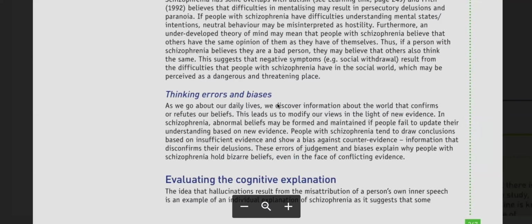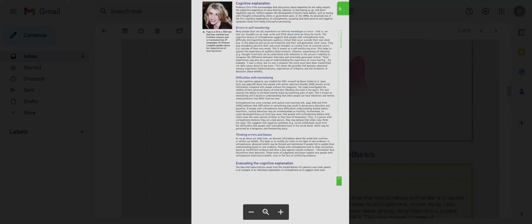Yes. Amazing. Now we've got another thing that happens under what Fritz said. So first thing Fritz said is that you've got errors in self-monitoring. You can't differentiate between your own thoughts and what your environment's telling you. Then you've got difficulty with mentalizing, which is basically understanding other people's opinions. And now you've got thinking errors and biases.